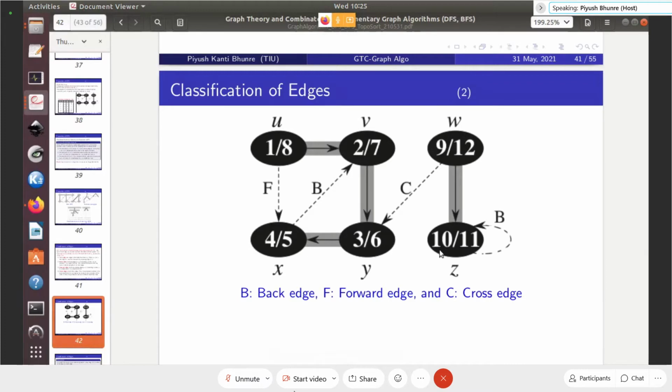So there are 4 types of edges, and you may be asked, okay, find out all the back edges and forward edges. I can give you a small graph like this, and I can ask you to label all the edges according to this particular depth first search.